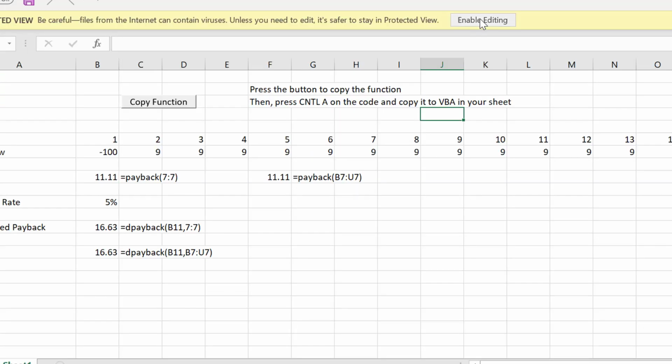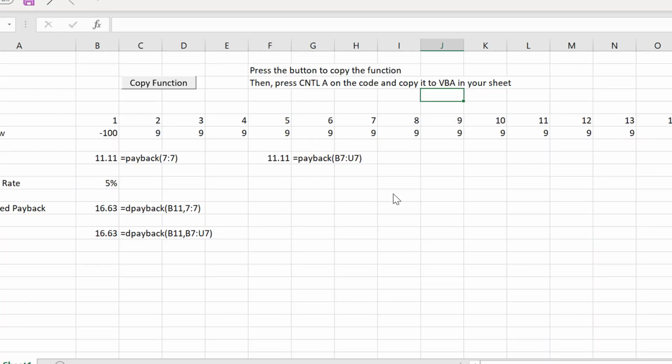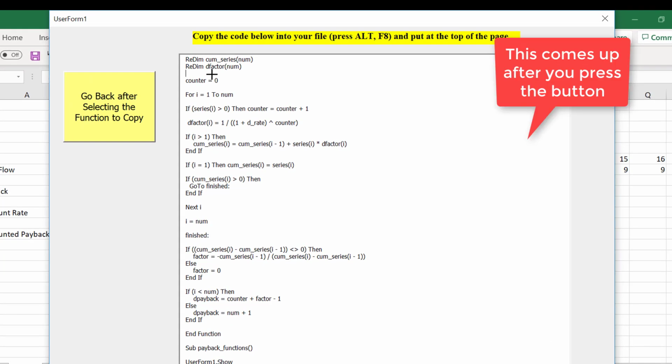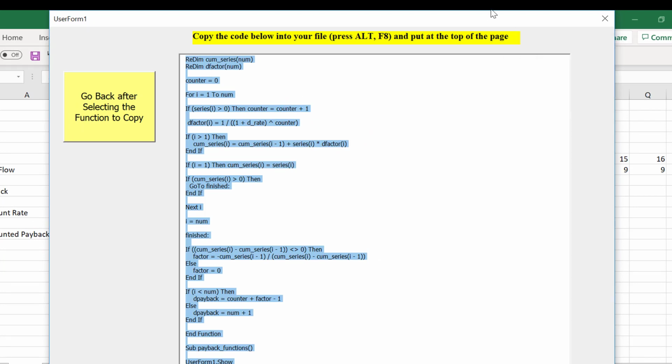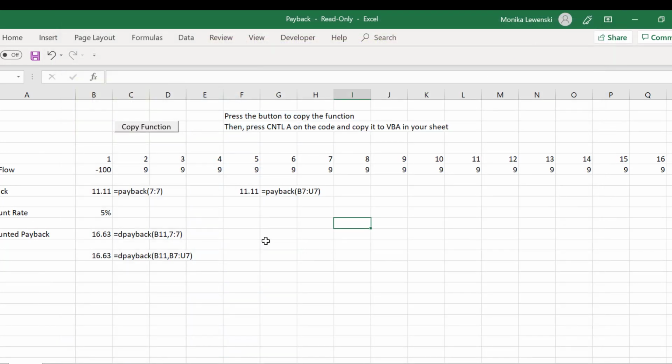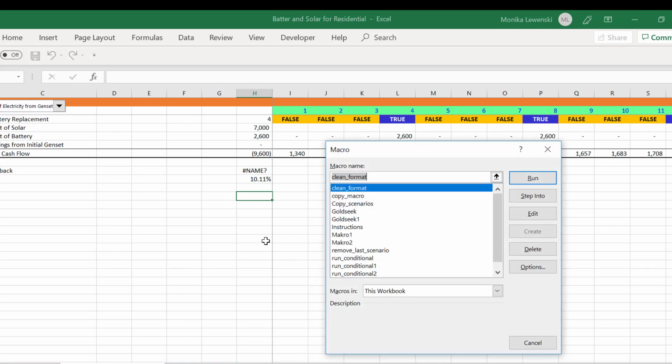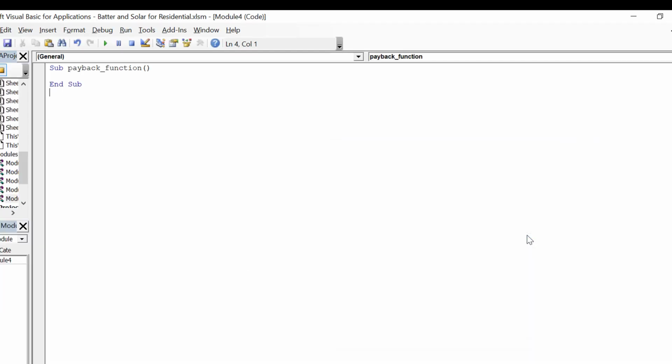Now, I just fixed this. So if you tried it a little while ago and it didn't work, don't complain because I did this. And what you do is you just click once you get it. I went quickly, I think, but you click on all of this code, and then go back to your model, press Alt F8, and maybe we'll put payback function. This will create something, and then you'll know where it is later. Okay, and then you can paste it.